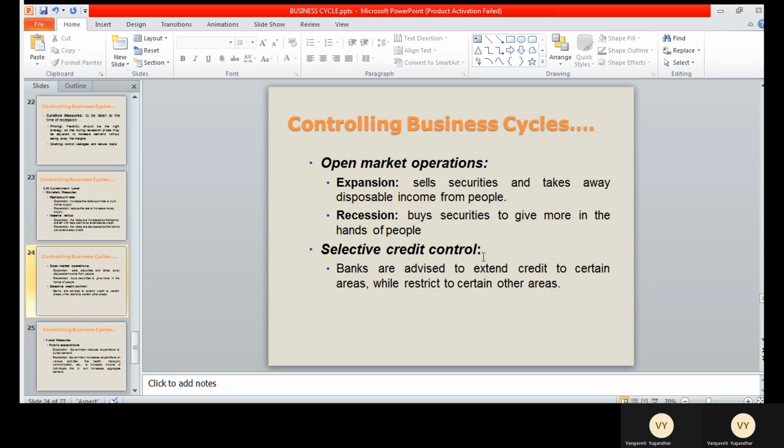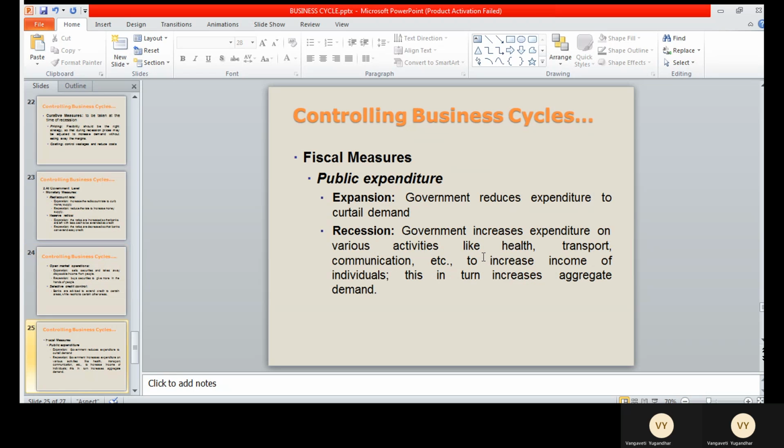Selective credit control. So banks are advised to extend credit to certain areas while restricting it to certain other areas. Therefore it is selective. In some areas they have to extend the credit. In some areas they have to restrict the credit. Next one at the government level is fiscal measures.